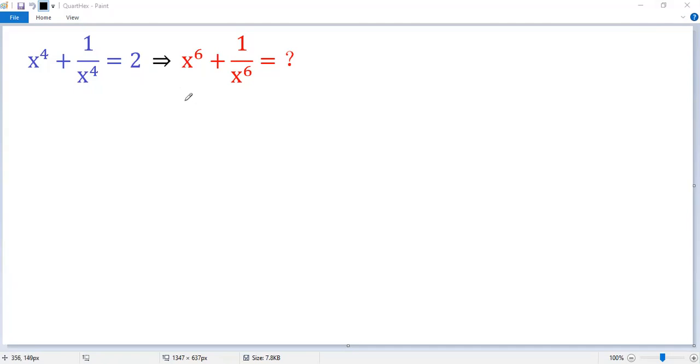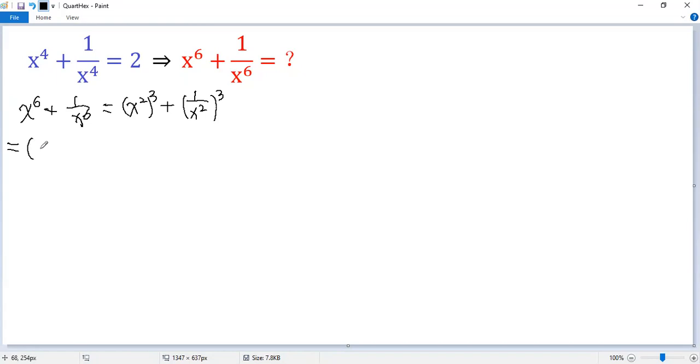Solving a math problem usually means making a connection between the given condition and the target conclusion. To do that, let's analyze the conclusion first. So, x to the power 6 plus 1 over x to the power 6 equals x squared, and then cube, plus 1 over x squared, and then cube. Then we can use the sum of cubes formula.